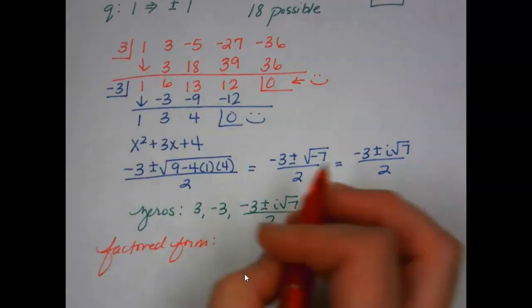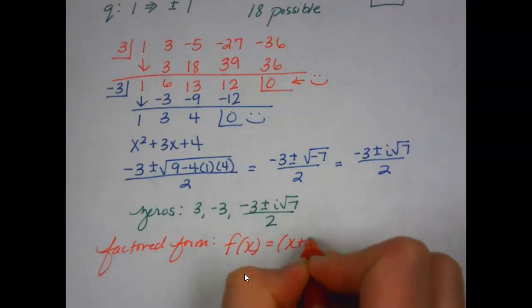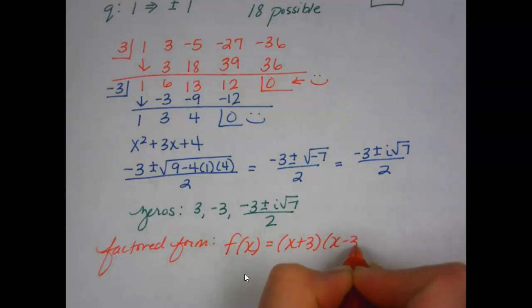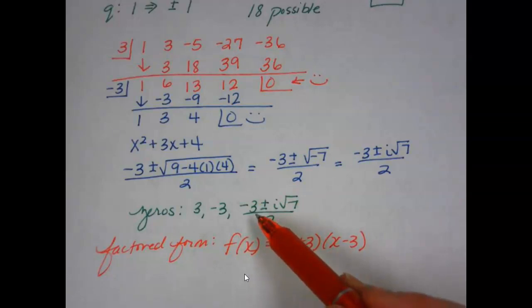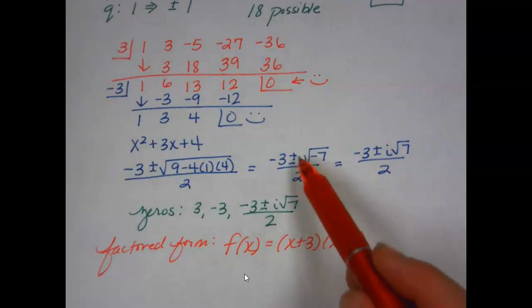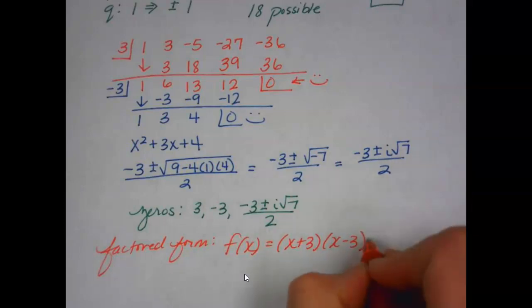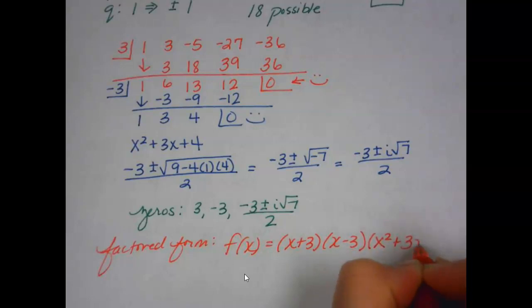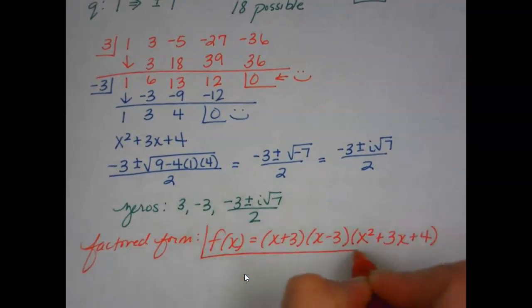So the 3 and the negative 3, not a problem. We have f of x equals x plus 3, x minus 3. Now, some of you are looking at this ugly number going, how in the world do you put that in factored form? Well, you really don't. When it's gross like this, you go all the way back to when it was nice, which is this x squared plus 3x plus 4. So if it doesn't factor, you go back to where you had your quadratic, and that's what goes in your factored form. So this is our final answer.